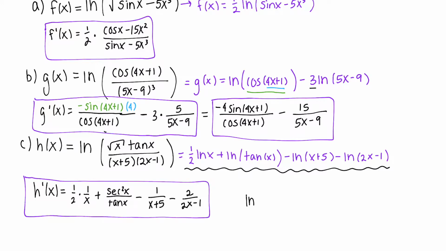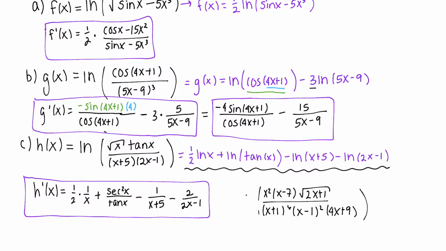So I go through in the video, one of the examples I go through is ln of x squared times x minus 7 times the square root of 2x plus 1 all over x plus 1 to the 6th times x minus 1 squared times 4x plus 9. I talk about expanding this, and I do it in one step. So you don't need to write this down. I'm just kind of showing you this is the type of thing I talk about in the video, how to get from here to completely expanded in one step. And then calculus just takes the extra step of taking its derivative once you get there. So I'm not going to write that down, but I will post the video.